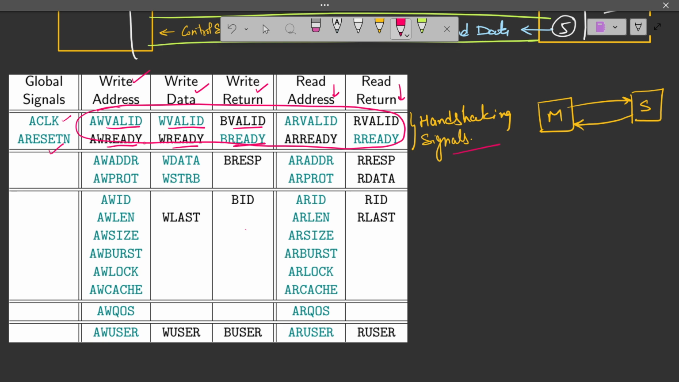In the write address channel, what we actually send is the address. In the write data channel, we send data. In the write response channel, what we receive is the response. In the read address channel, what we send is our address, the address from where we want to read the data. In the read return channel, what we receive is the read response and the read data.